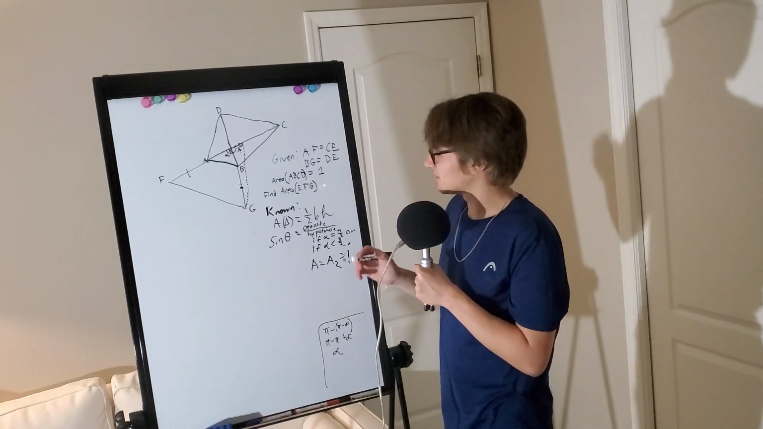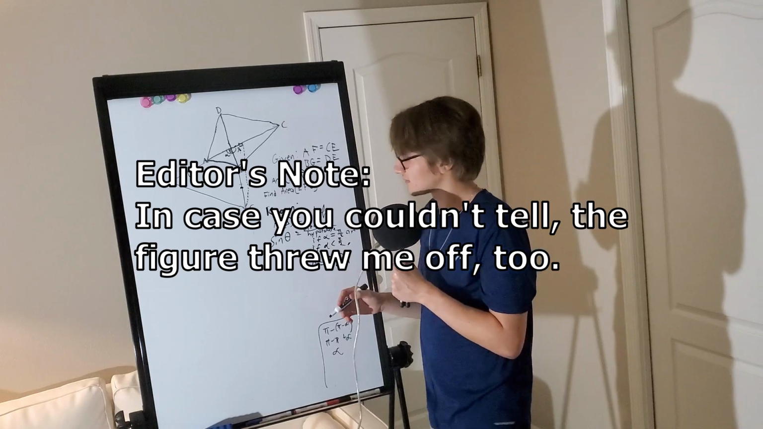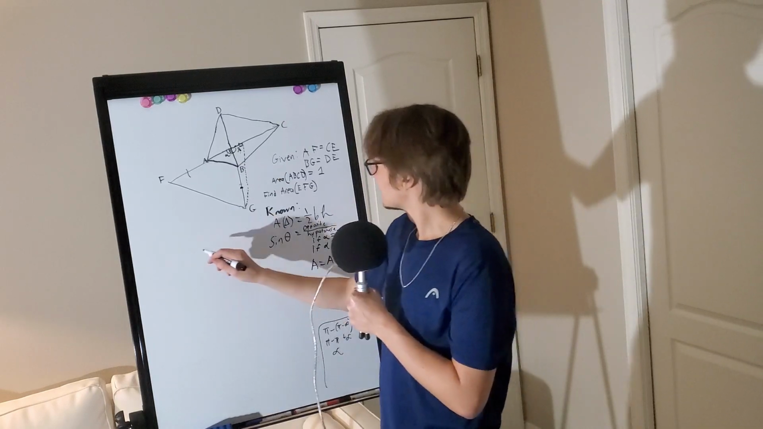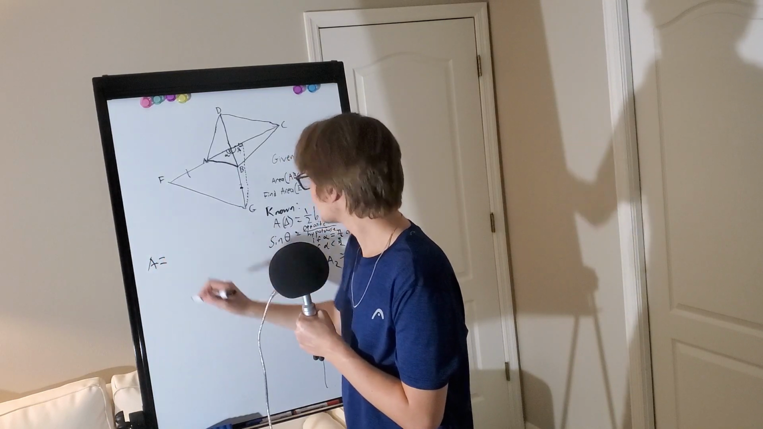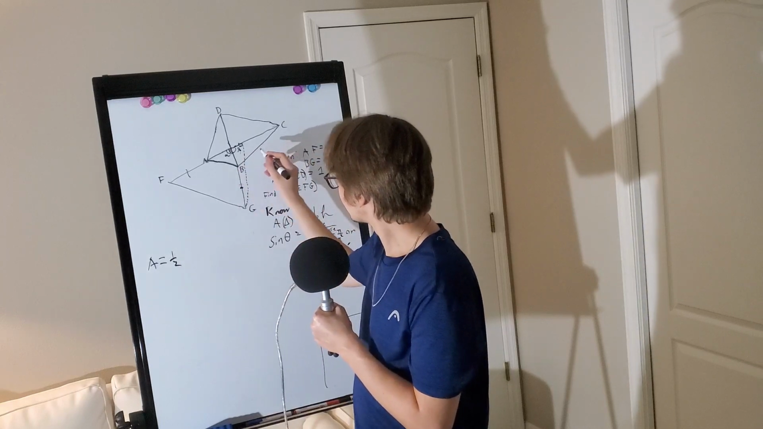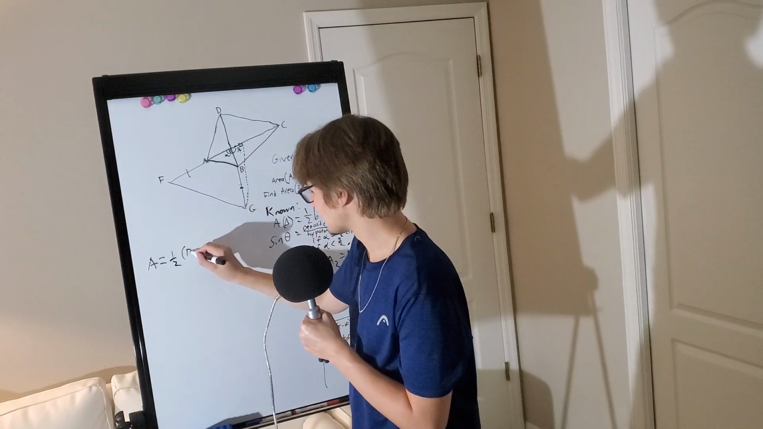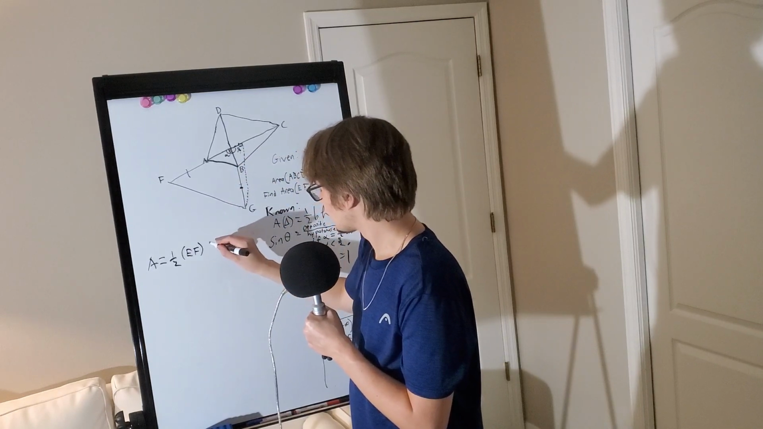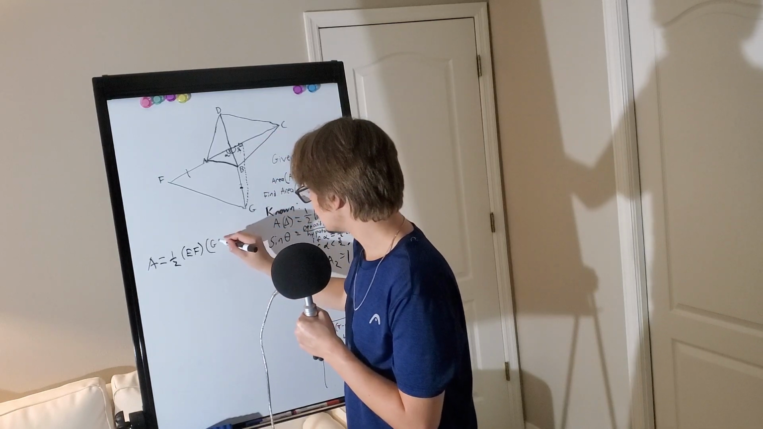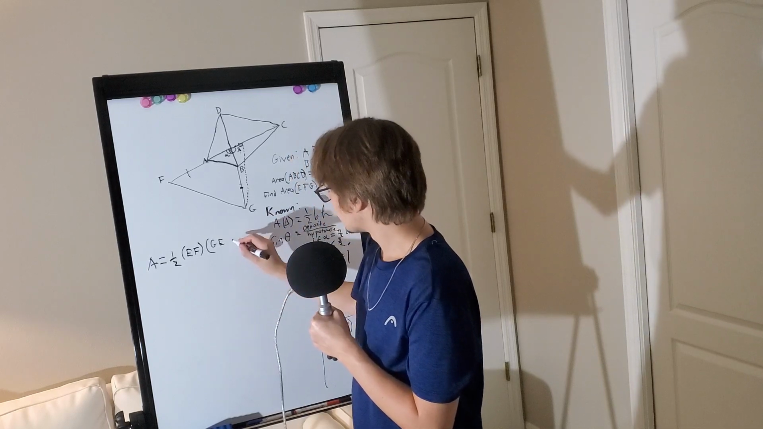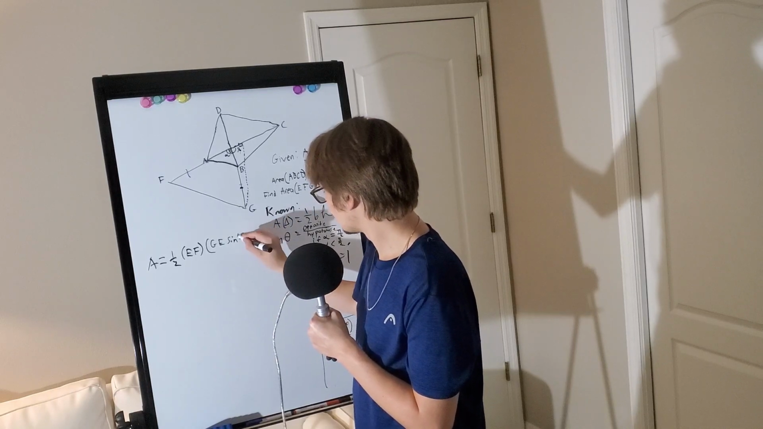And I know it might be kind of weird to think about because of the way I drew the figure, but this comes out to the result of the area of the triangle being 1/2. We're still using EF as our base, and then our height is going to be GE times the sine of beta.